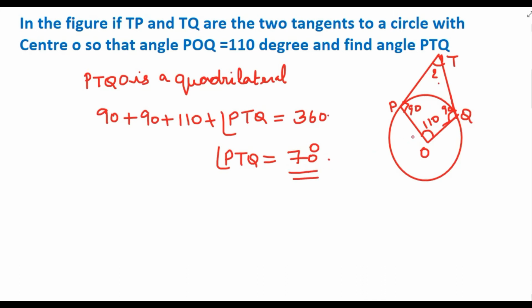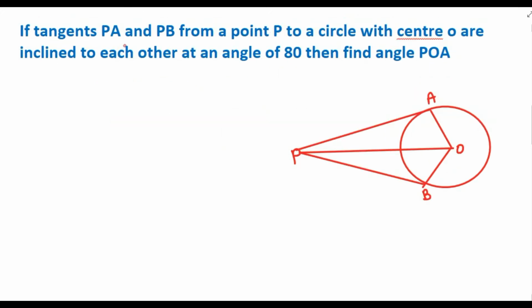Or also we can use this property: the angle between the radii and the angle between the tangents will form supplementary angles. If you add the angle between the radii and the angle between the tangents, the sum of those two angles will be 180 degree, because always the angle between the radii and the tangent at the point of contact is 90 degree.